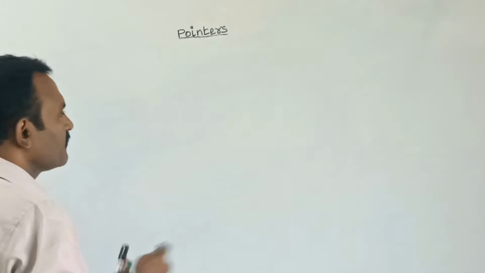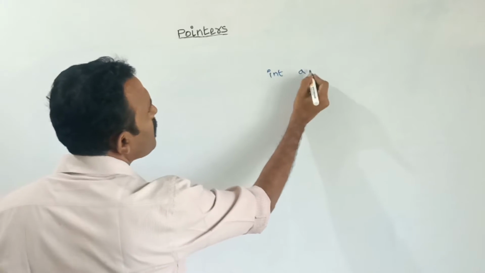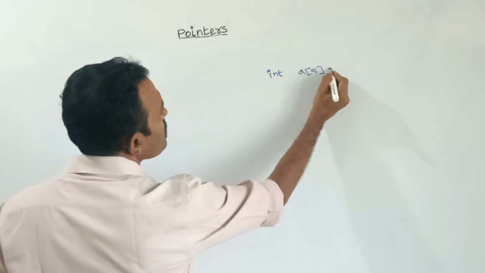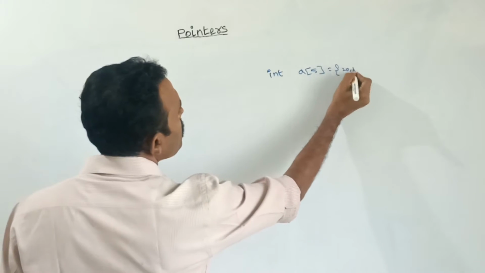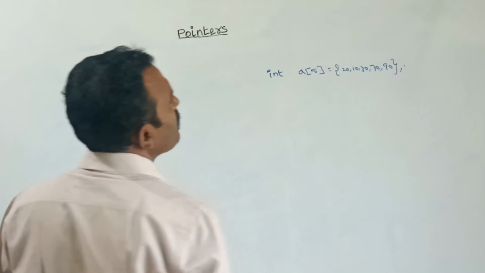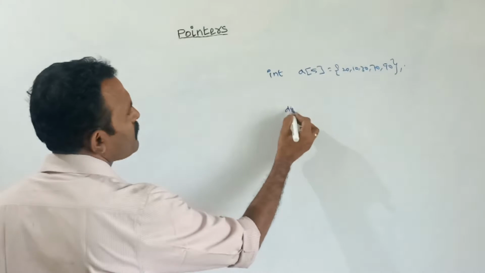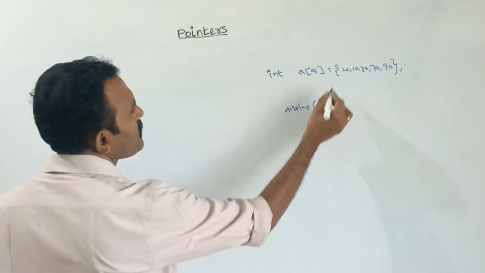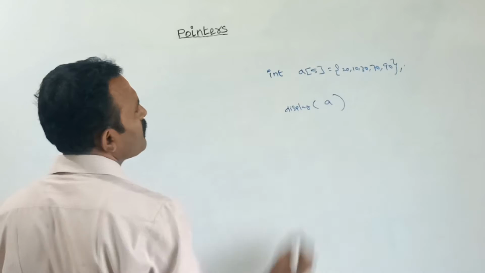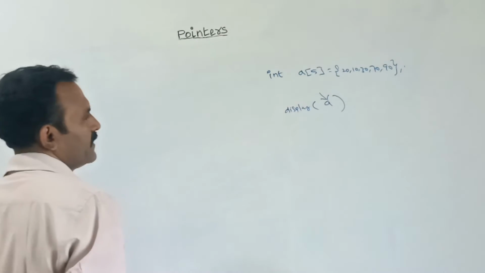See here, for example, if you are creating an array variable a of 5, and you are storing values, here there are totally 5 elements. Let us assume this function name is display. Suppose you are passing this variable here, that is the array variable. Here we are passing the array variable.